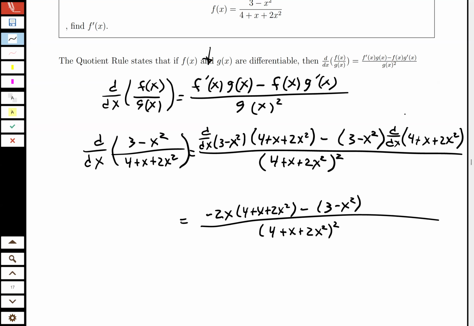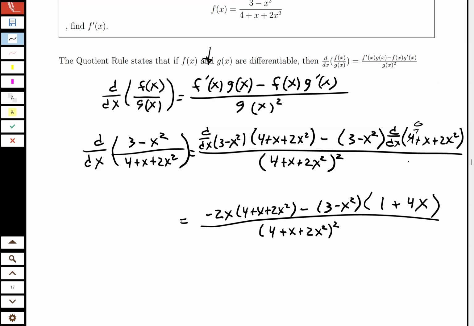I've got another derivative to take. So I've got the derivative of 4. That's 0, so I'll just leave that out there. The derivative of x with respect to x, that's 1. The derivative of 2x squared, that 2 drops down, that gives me 2 times 2, or 4x. Used to have a power of 2, and now has a power of 1.